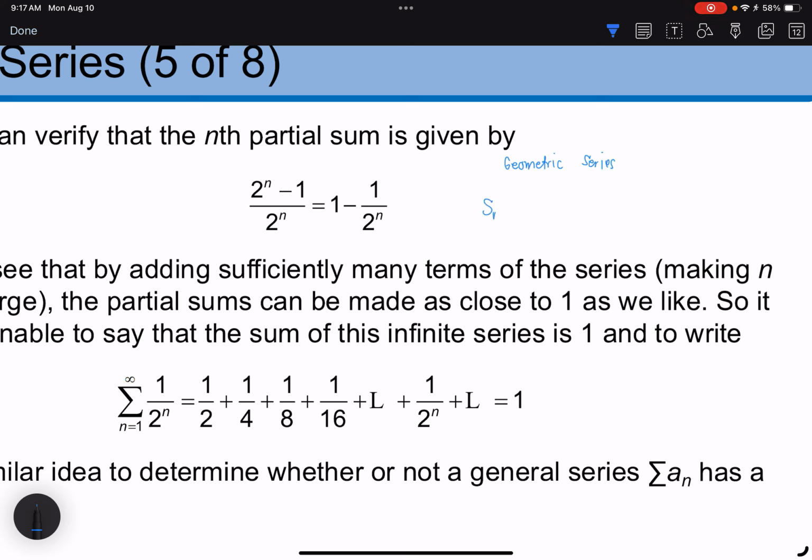The sum of a geometric series is a times... For an infinite geometric series, the sum is a sub 0 over 1 minus r.